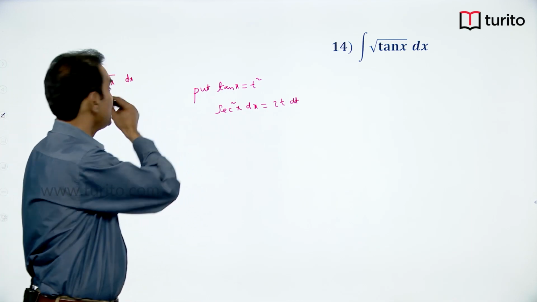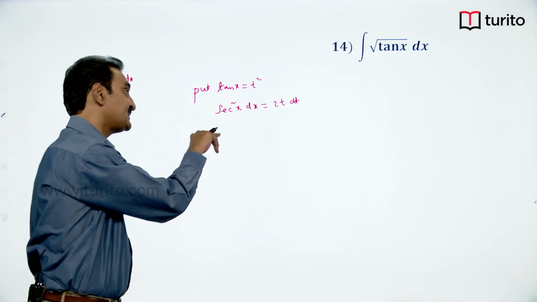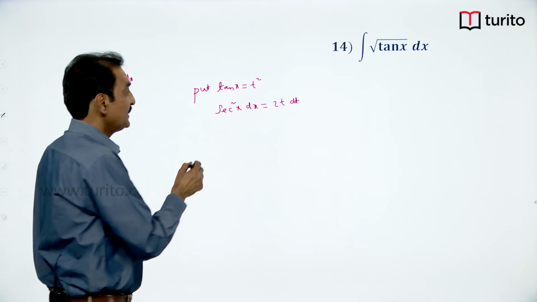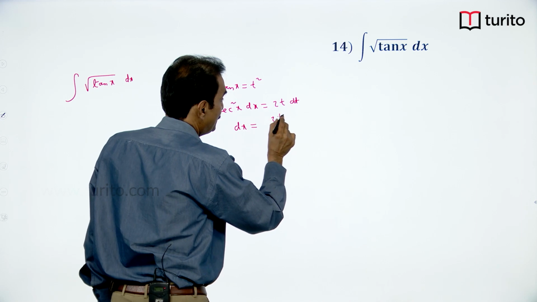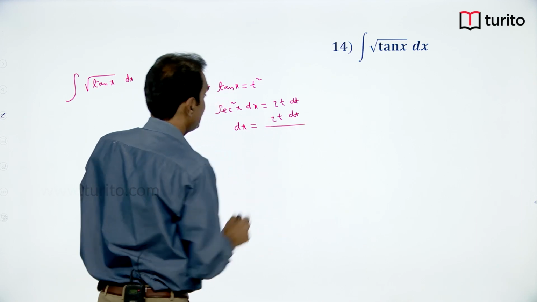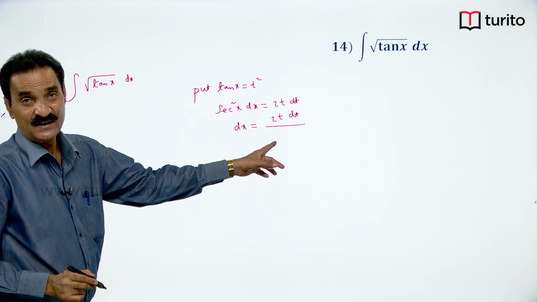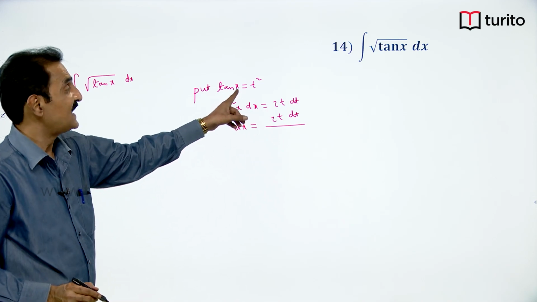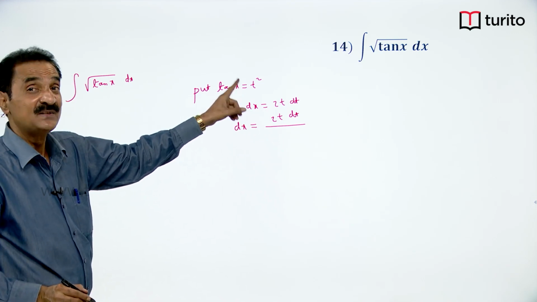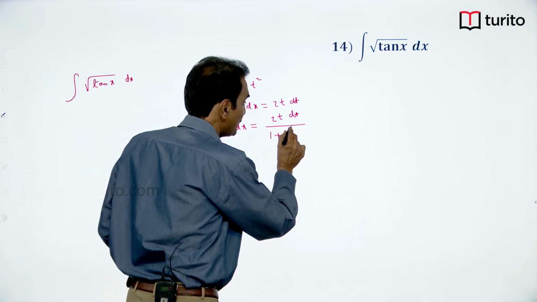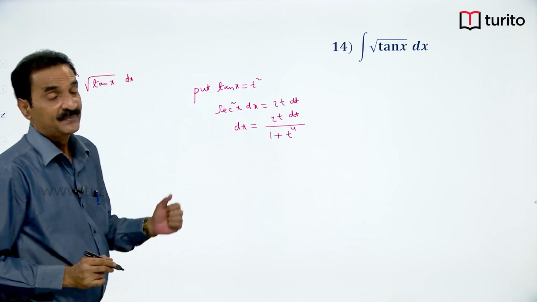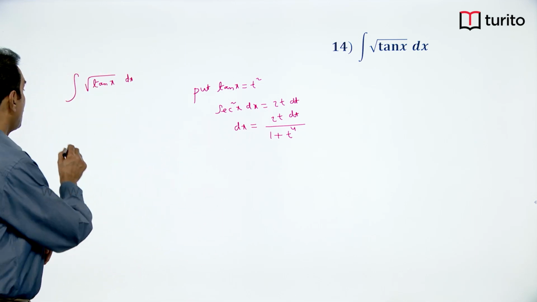Then secant square x is not there. So, take secant square x to right side. You will get dx is equal to 2t dt by secant square x. What is secant square x? 1 plus tan square x, that is 1 plus t power 4.